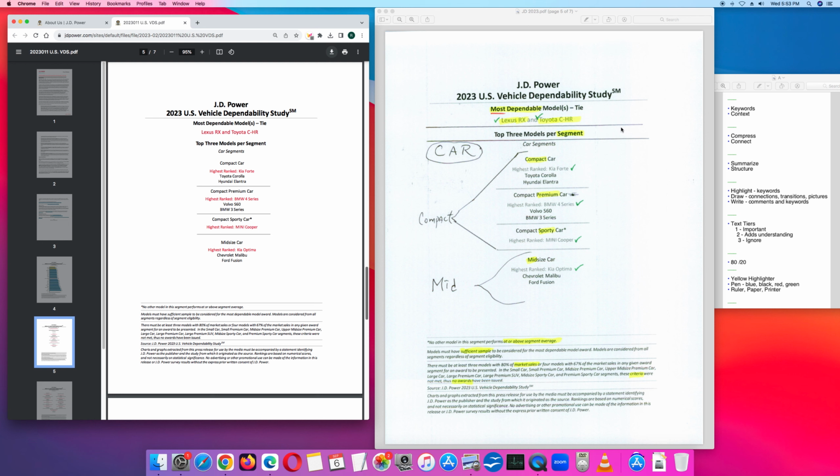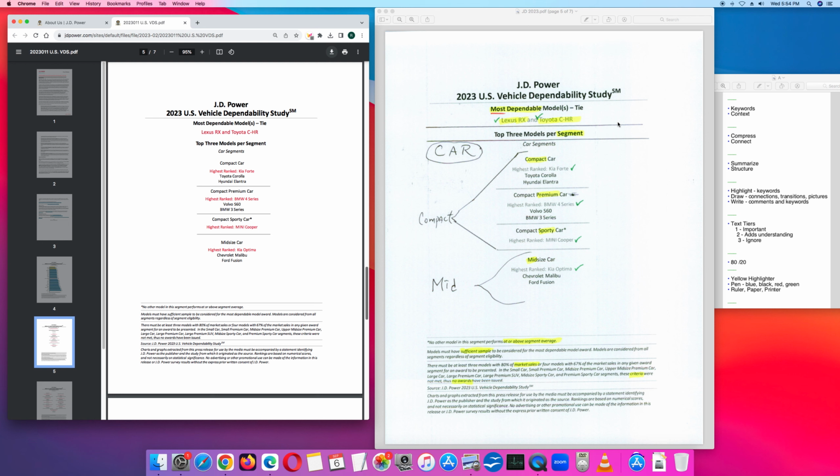Now the top one, and again, this could have been presented a little bit better, is all brands and all models. The most dependable models are Lexus RX and Toyota CHR, and it was a tie. So amongst all car models, Lexus RX and Toyota CHR were tied at number 1. All right. That should have been just a separate chart.